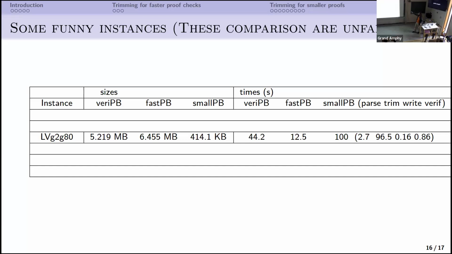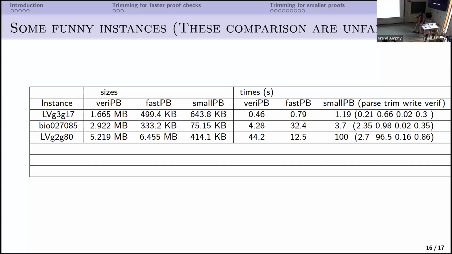So this is the best world where everything is very nice, but then I have two instances where the small PB instance is not the smallest and the fast PB trimmer is not the fastest. So yeah, that's the real world, where some things don't happen like you want them to.